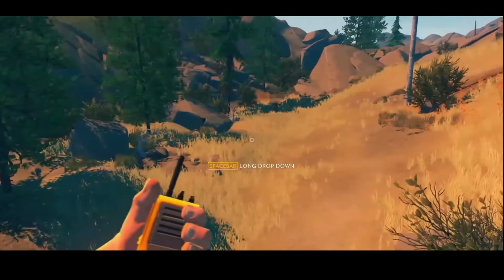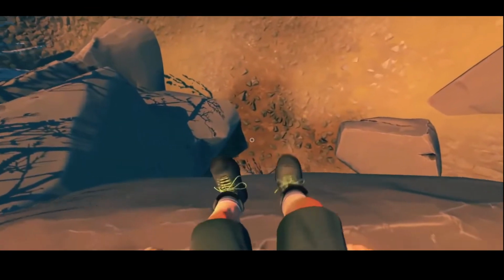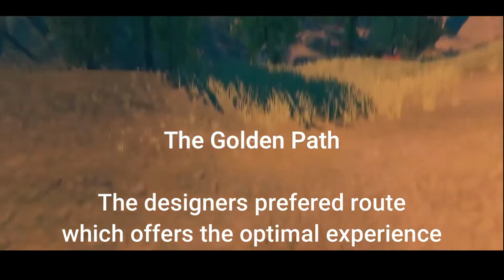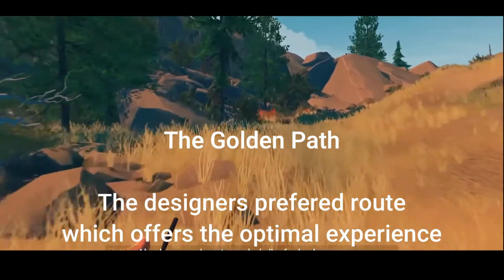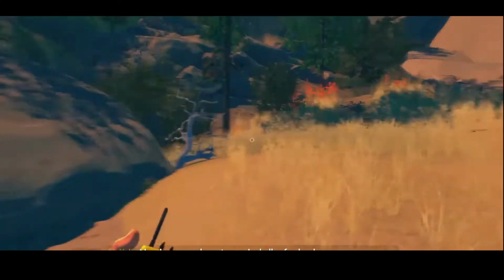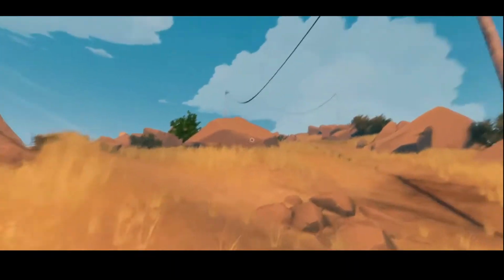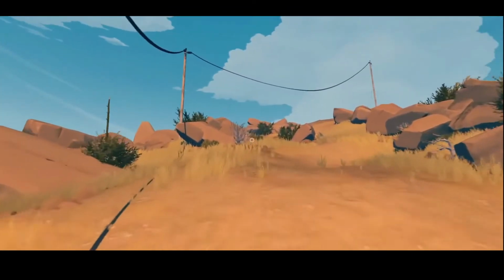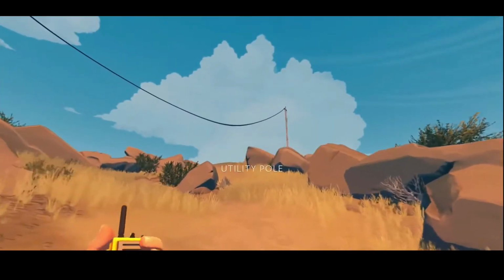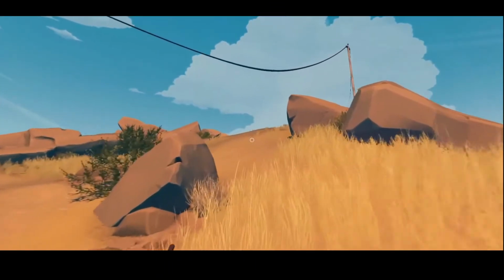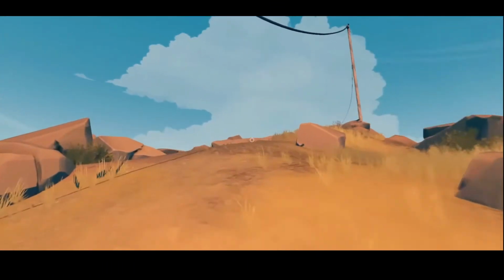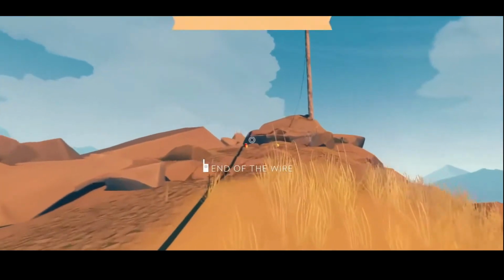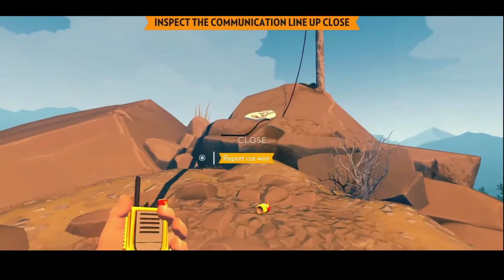Now, the developer would rather have you take the golden path. This is the designer's preferred route. It's the one you expect most players to take and the one which will offer the optimal experience. So don't forget to predict and plan for these early on so that your level flows well and makes sense.